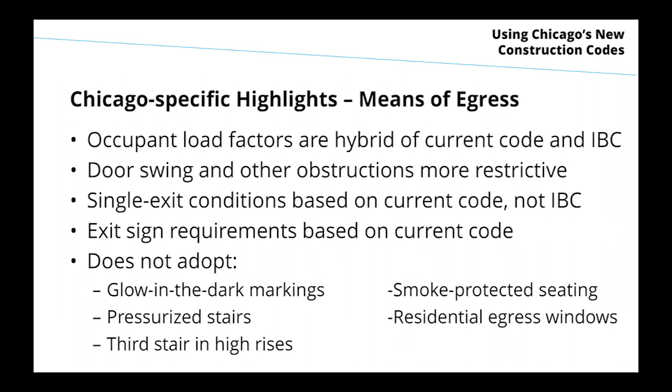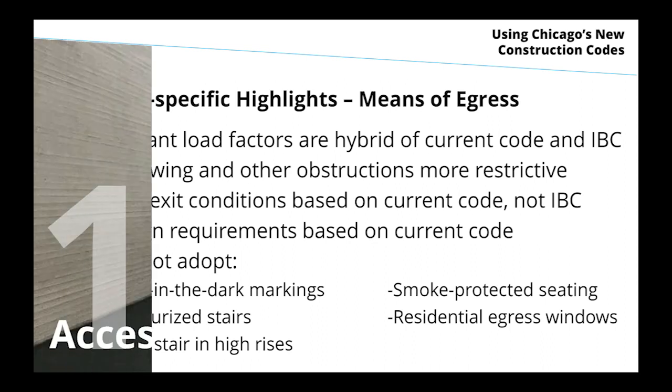Smoke-protected seating in the assembly chapter: there are some allowances in the model IBC for when you have a smoke control system, changing the requirements for the design of seating sections, and we did not adopt that here, again, because of deferring some of those questions about smoke control systems to when we look at our mechanical code. And as I mentioned, the residential egress windows are not coming in as a requirement.